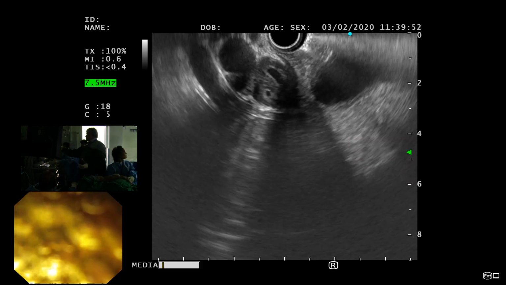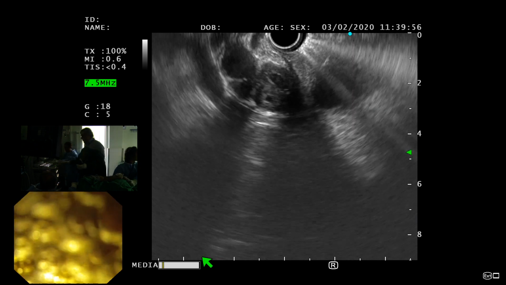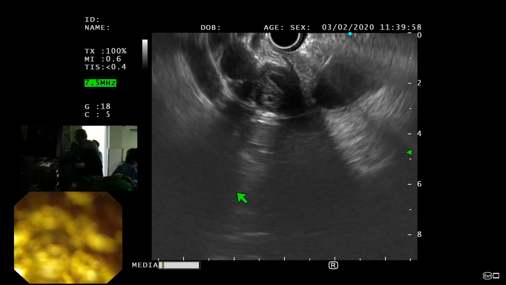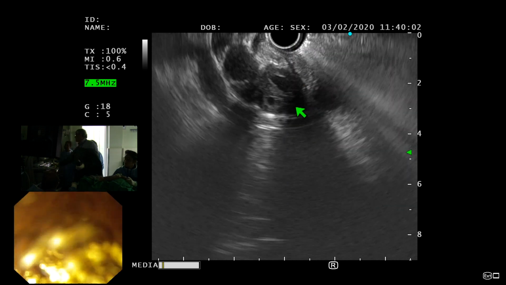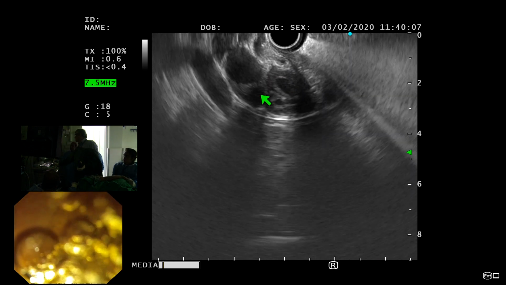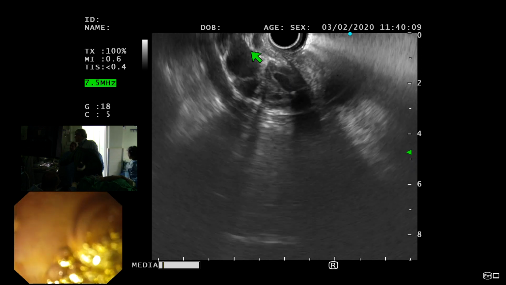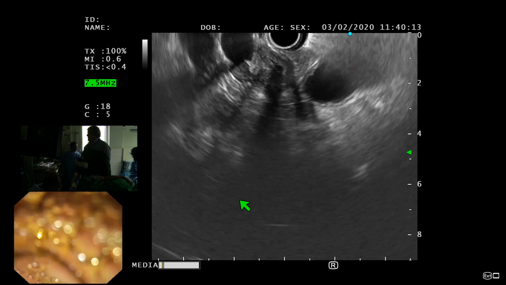ये देख रहे हैं आप जो thick wall है, that's the duodenal fall off. See, that's the duodenal fall off. Yes, we can see that. That's the duodenum here, and this whole distal CBD is obviously not normal. It is quite thickened. Okay.